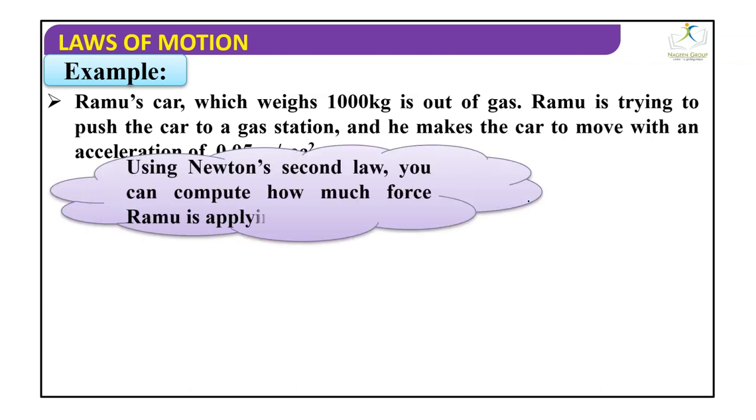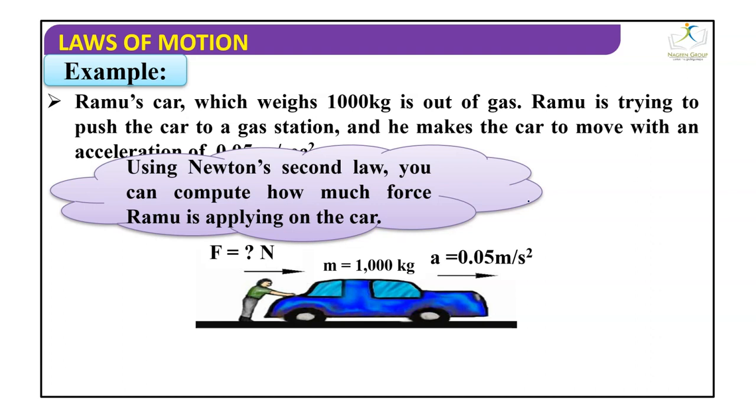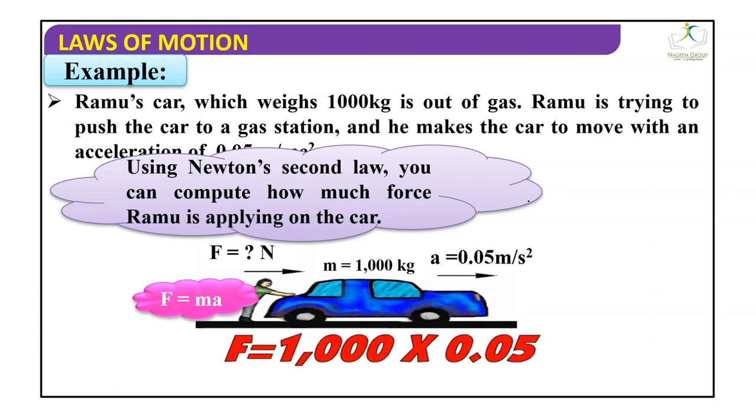Using the second law, you can compute how much force Ramu is applying on the car. We don't know the value of force, but we know mass and acceleration. So what formula will we apply? We will apply the second law of motion, which is F equals ma. The value of m is 1000 and a is 0.05. After solving, we get the force as 50 Newton.